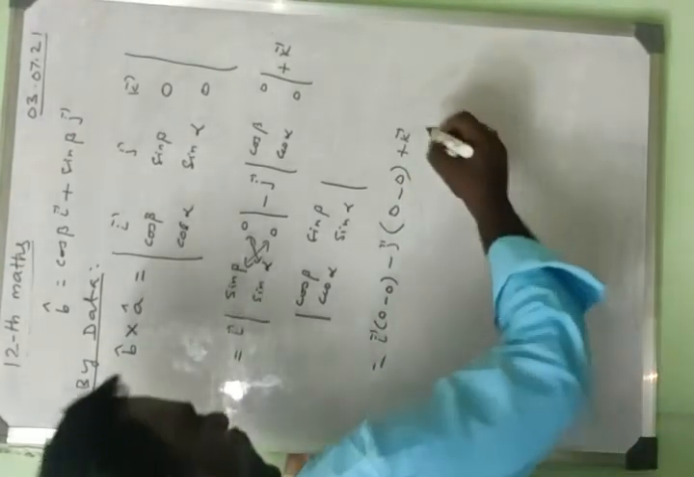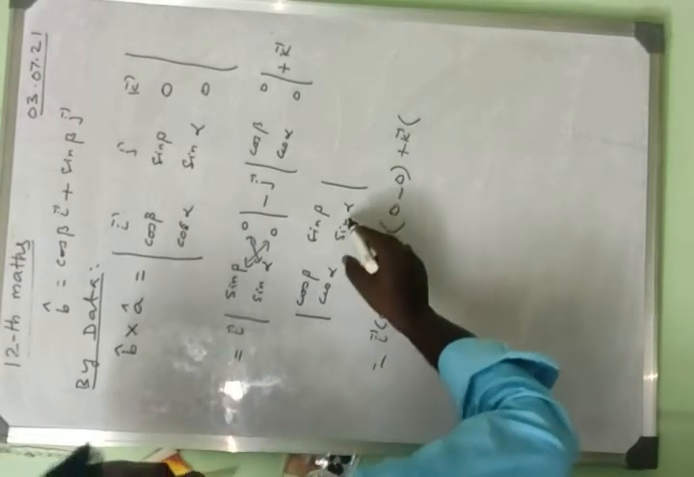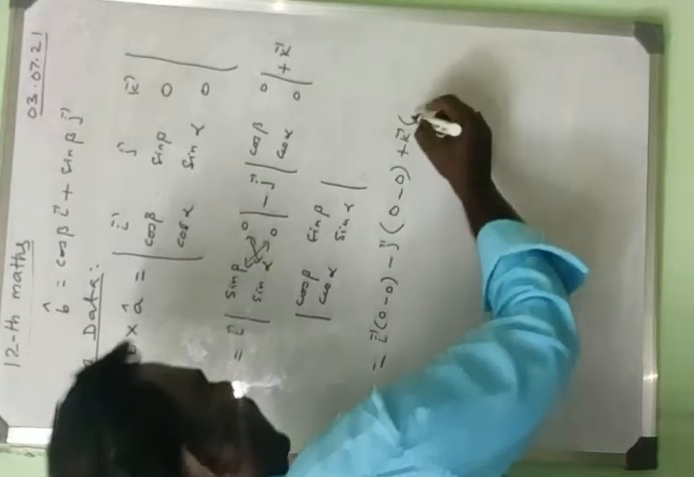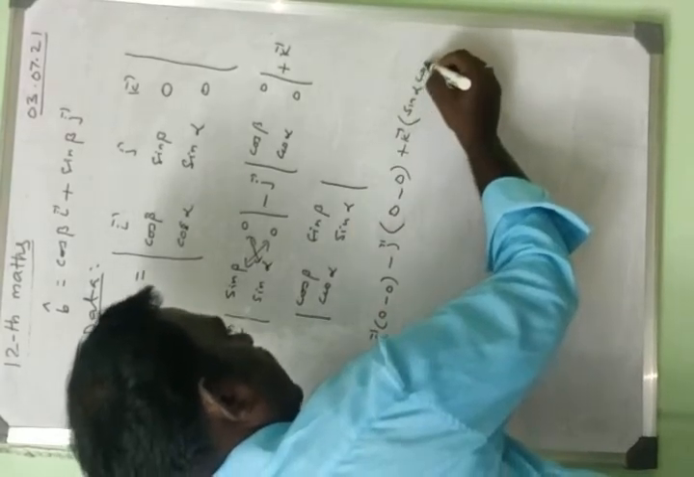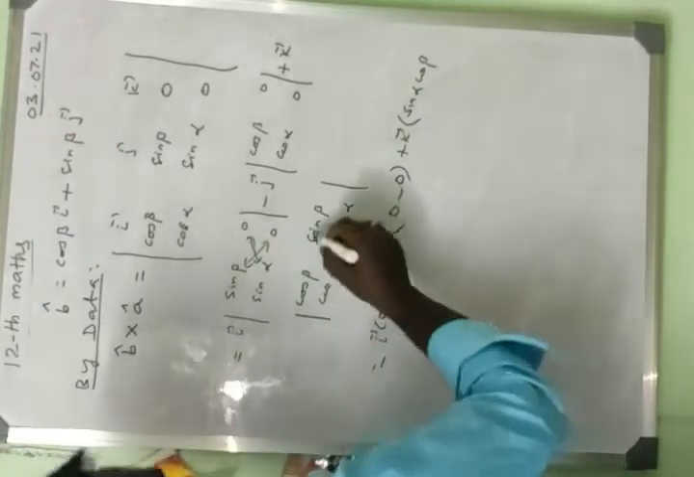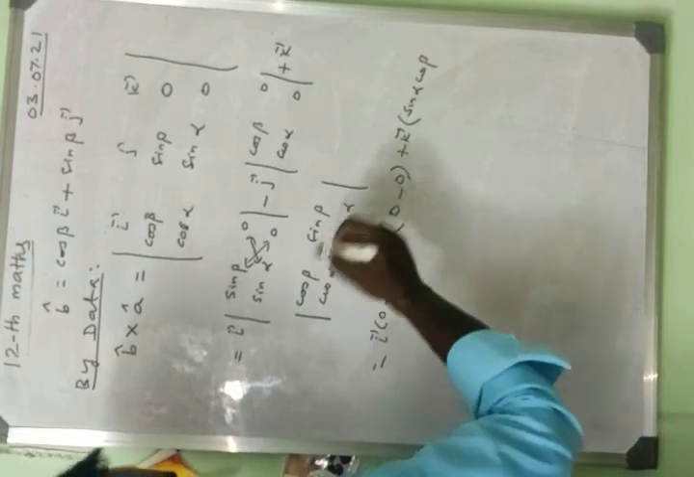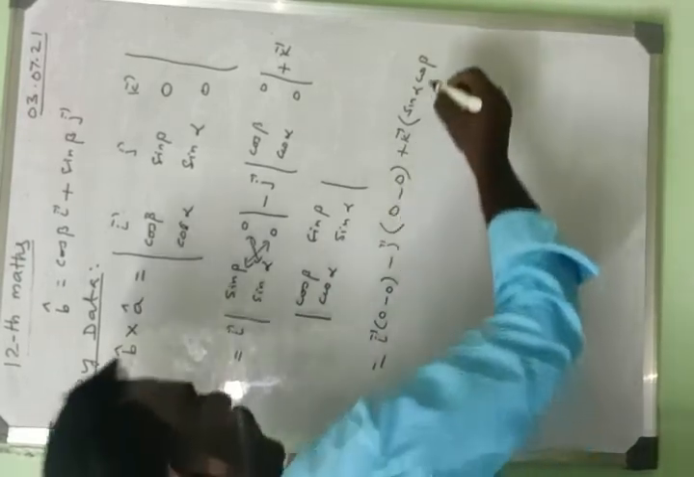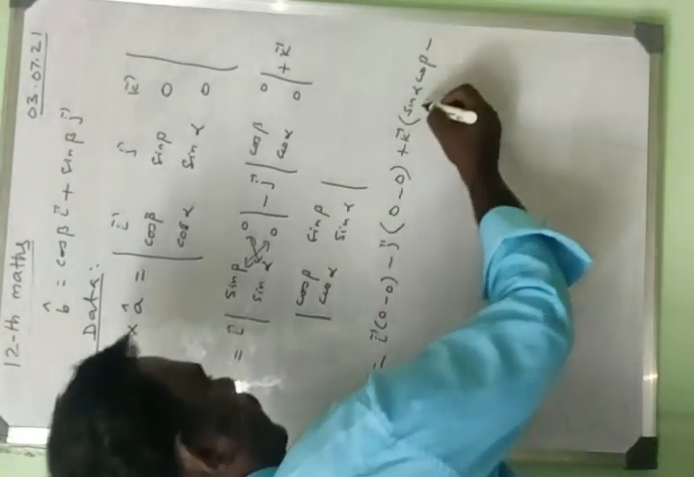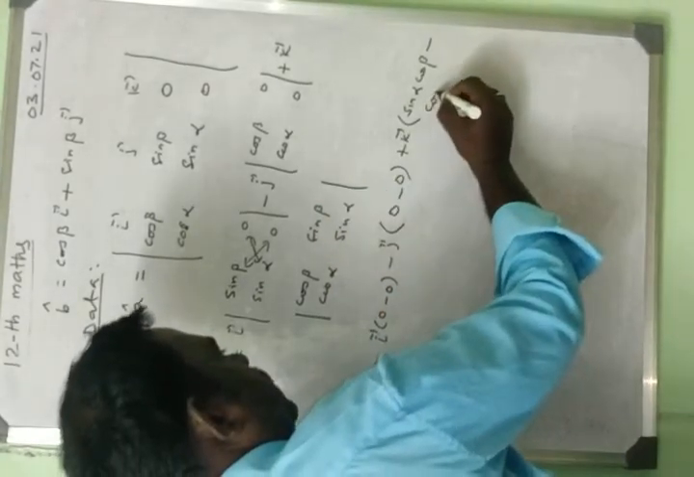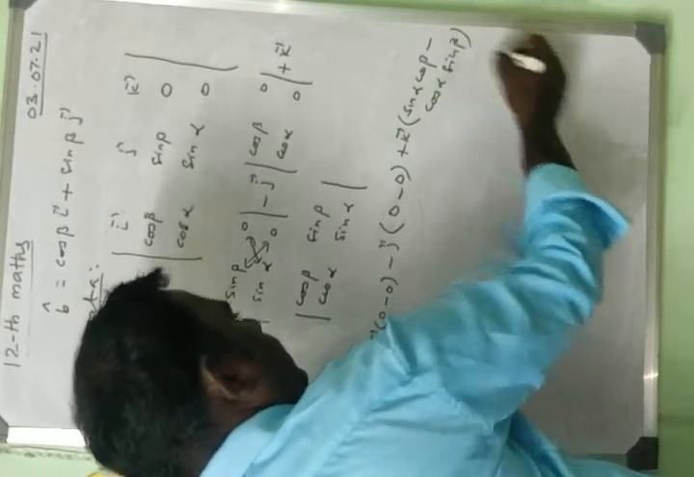vector k into, now multiply cos beta sin alpha. First we put the alpha term, so sin alpha cos beta. Next multiply this one, including the minus. Here also plus, plus into one minus multiplies, so it becomes minus cos alpha sin beta. First we put the alpha term, so cos alpha sin beta, like this, right?